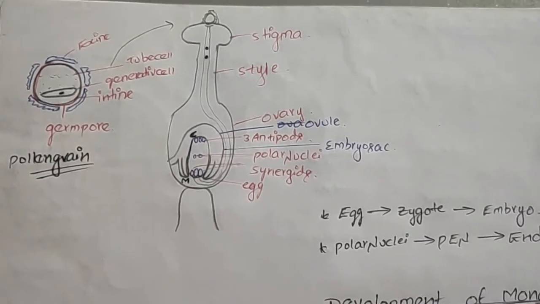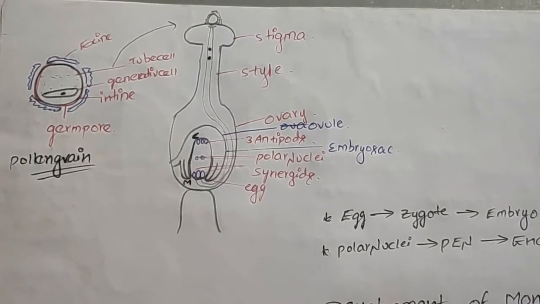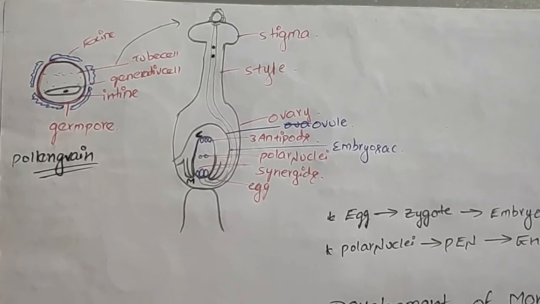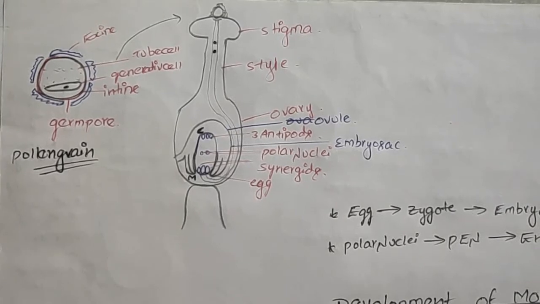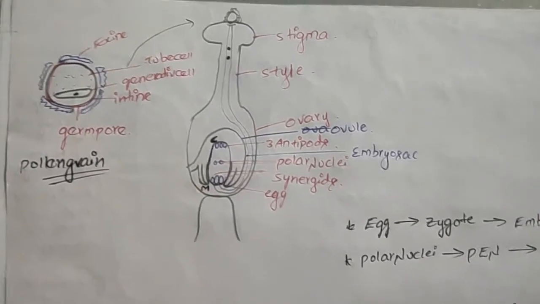Adderlings, in this video we are going to discuss the development of the embryo in plants. Before discussing this embryo, we will discuss how this embryo is formed, how fertilization in flowers takes place.